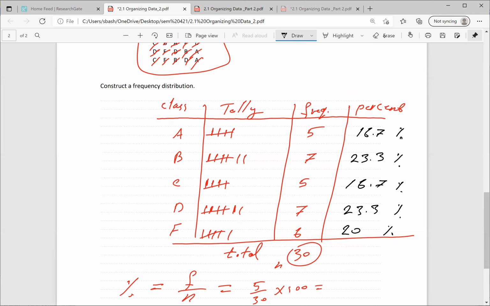If we add all of these, I have 16.7 plus 23.3 plus 16.7 plus another 23.3 plus 20. You'll find it is 100%.